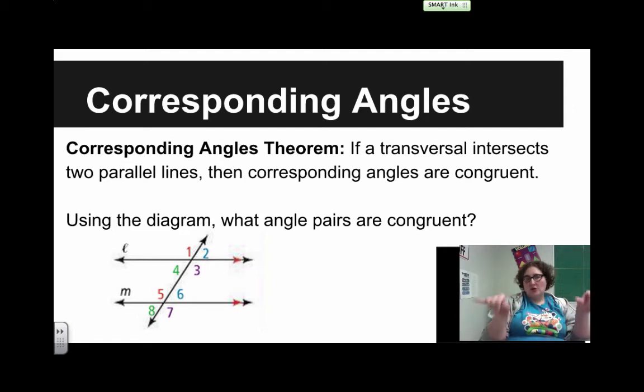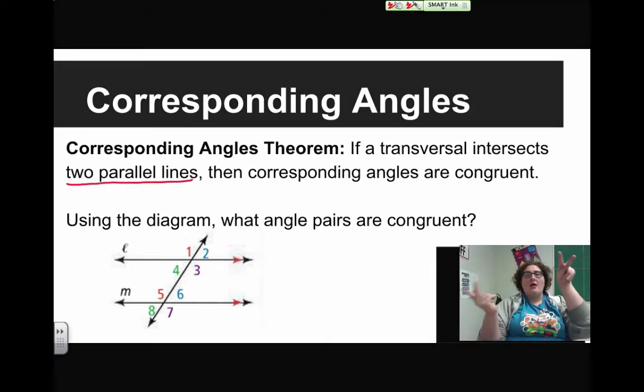So I want you to make the distinction, because when you take a test on this, section 3.1 and here on out will all be thrown together. Just because it's a corresponding angle does not mean it's congruent. It's only congruent if the two lines are parallel.